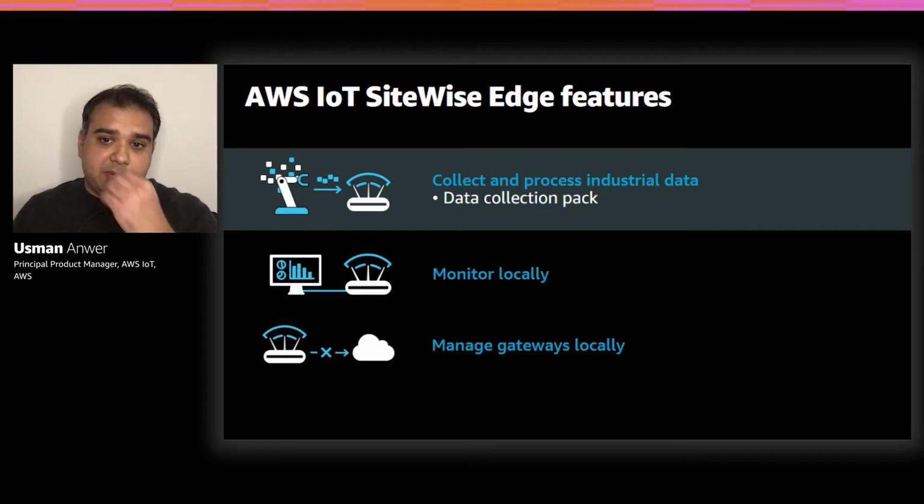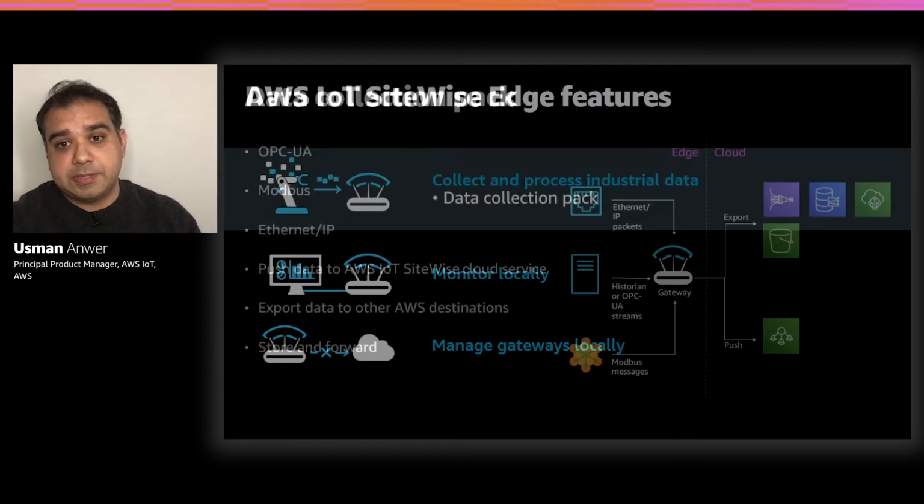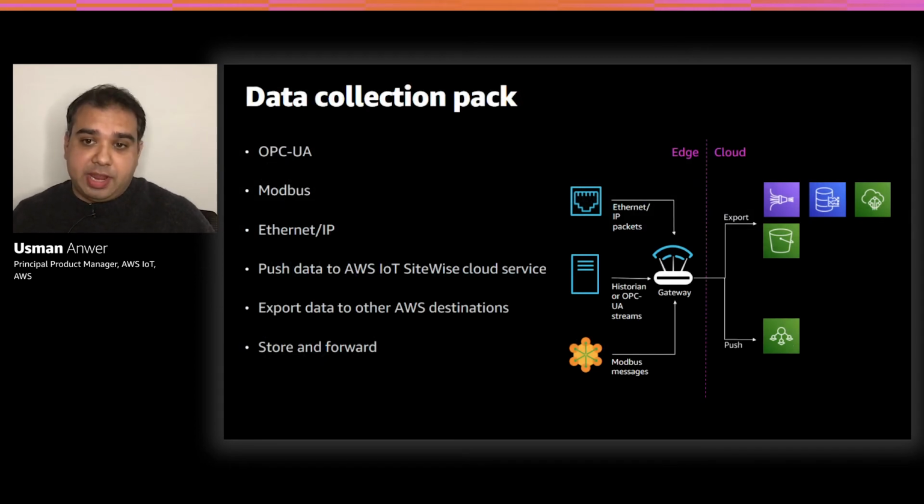SiteWise Edge delivers capabilities to your gateway through packs. The data collection pack offers support for reading data using common industrial protocols and routing it to various cloud destinations. In addition to the OPC UA protocol, which is already supported in the gateway, you can now collect data from Modbus and Ethernet IP sources. In addition to sending data to SiteWise Edge, you can also now programmatically export data from the gateway to other AWS services such as Amazon S3 and TimeStream.